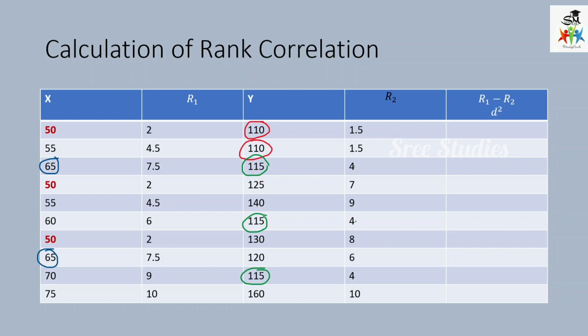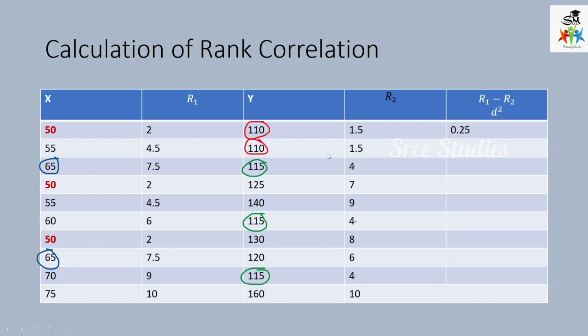So what we want again is D, and then we have to find out D square. How to find out D square? D is R1 minus R2. Then you will get D, and in this problem I am giving D square straight away also. So let us see how it comes. See 2 minus 1.5. So you will get 0.5. If you square it, it is 0.25.